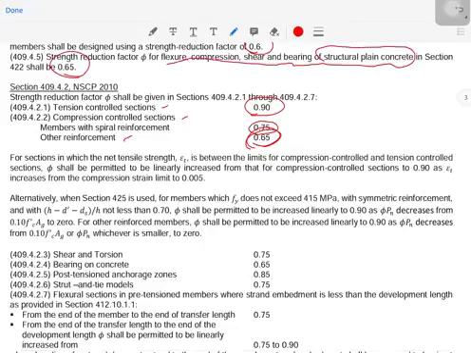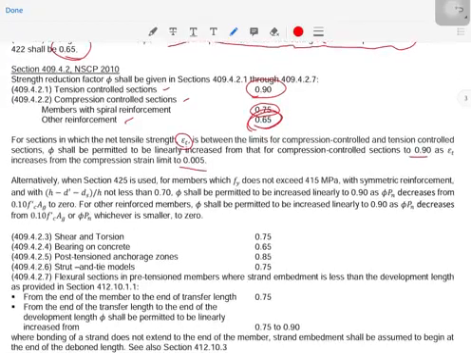Okay, for sections in which the net tensile strain E sub T is between the limits for compression controlled and tension controlled sections, phi shall be permitted to be linearly increased from that for compression controlled sections to 0.9 as E sub T increases from the compression strain limit to 0.005. So you will know more of this later.